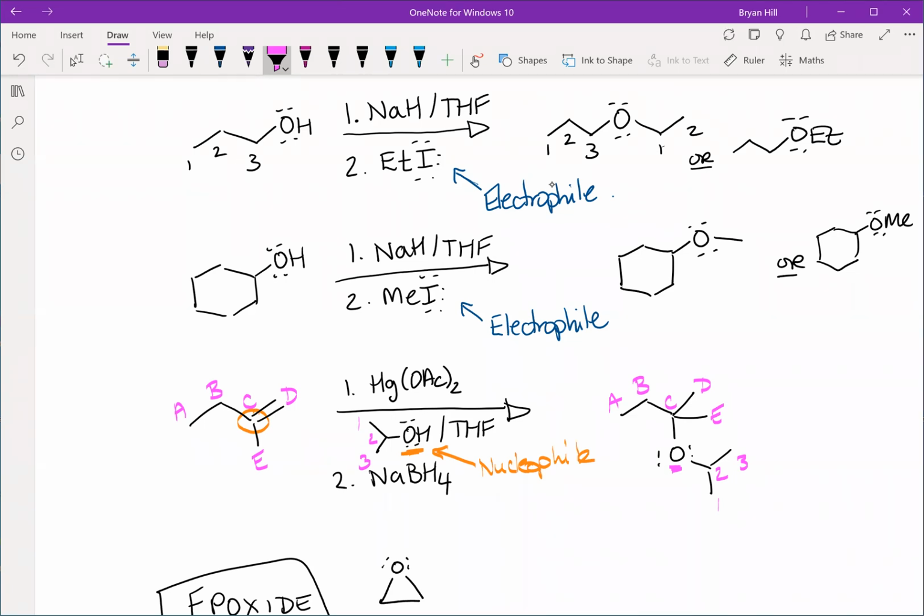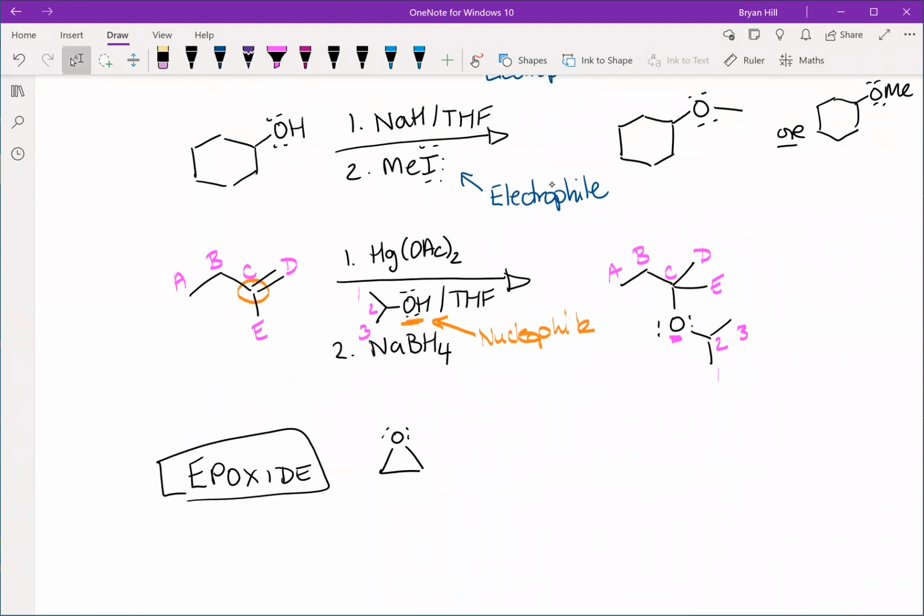Way more reliable than trying to do an SN1 reaction on it. So that's why you don't really see SN1 reactions being attempted that much with this sort of stuff. Because of the mercury, there's very little side reaction. So that's basically the way that this works.